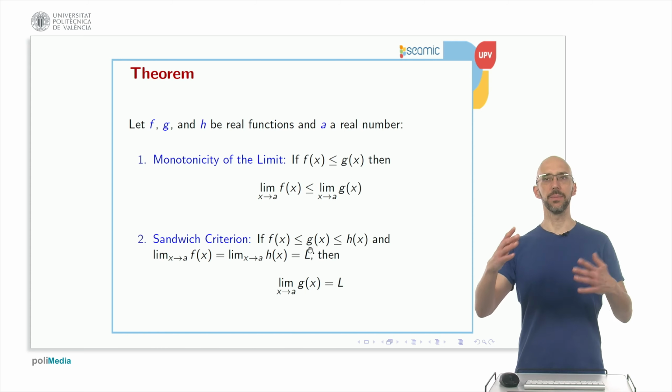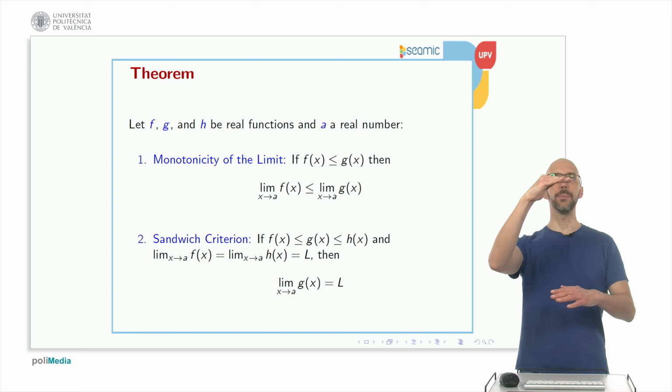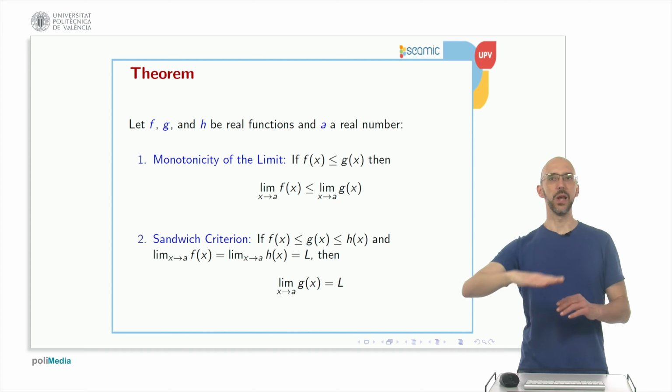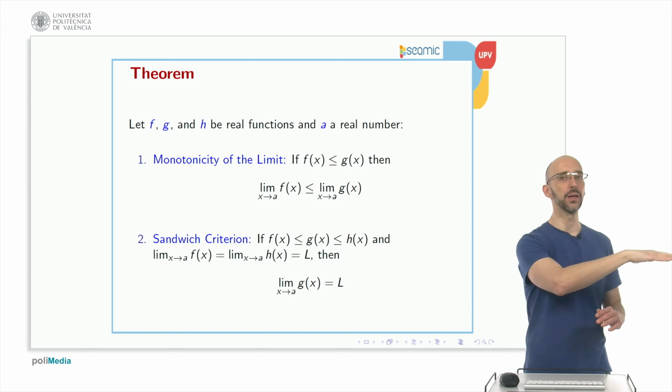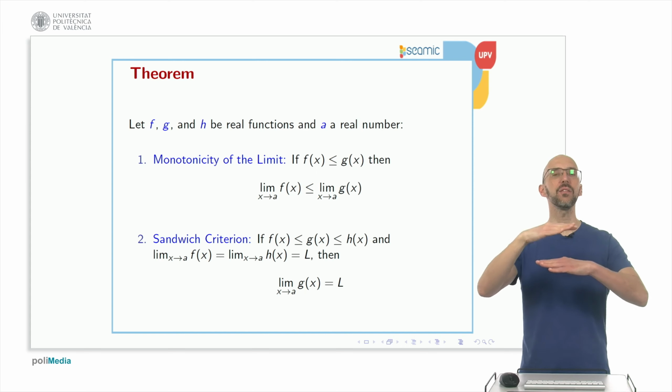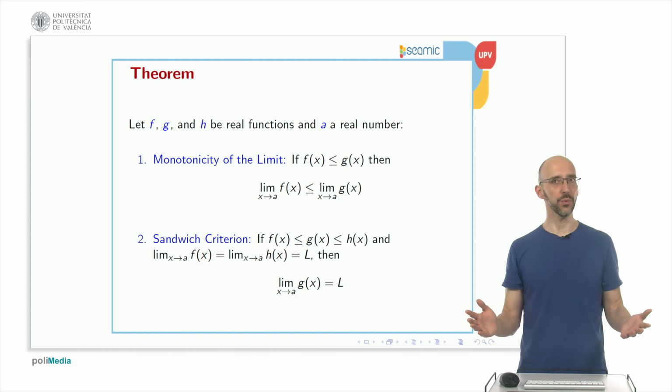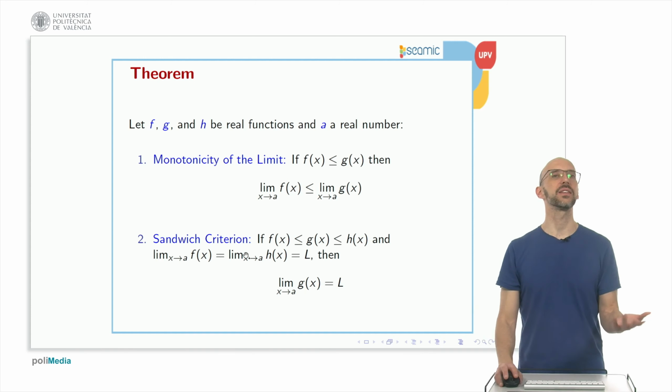That makes sense. Imagine the situation. The upper function is going down to 3. The lower function is going up to 3. And you know that the middle function is always in the middle. So this function should go to 3 again, okay? So that is the sandwich criterion.